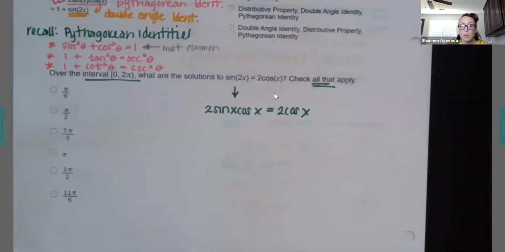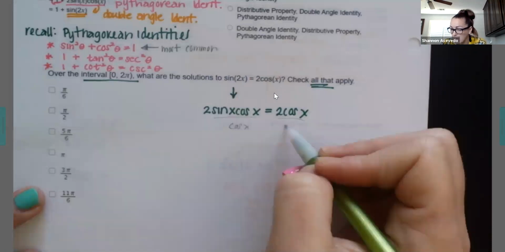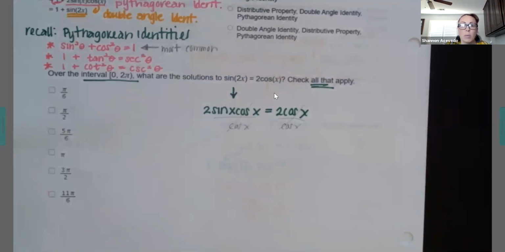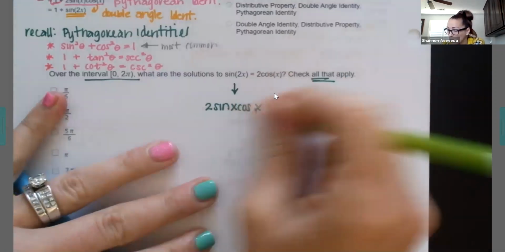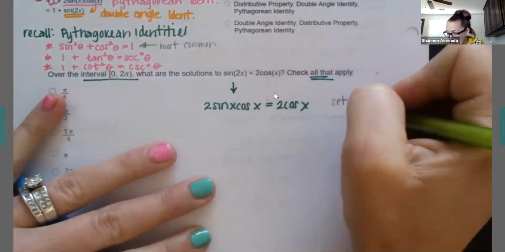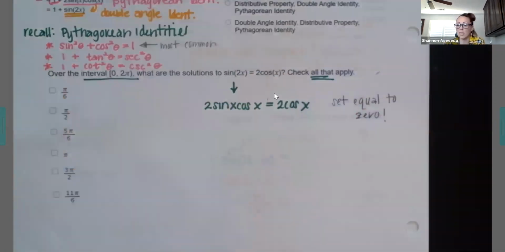All right, here's going to be where your number one mistake is. Some of you guys are going to want to cancel off cosine of x from both sides. And that looks great. The problem is you are erasing answers. You cannot do that for this. So be careful because that's going to be the number one mistake and you're not going to get all of the answers. So you cannot just simplify it like that. You want to set it equal to 0, because otherwise you're going to be canceling off your cosine of x value.